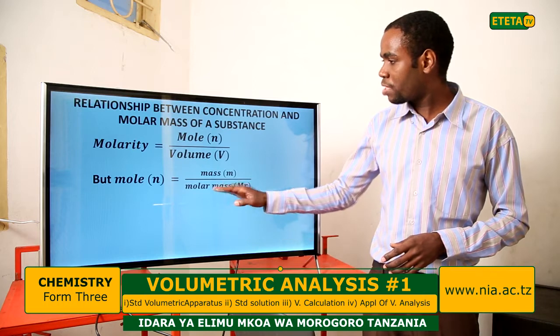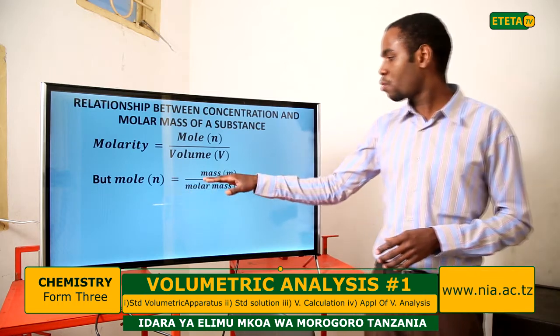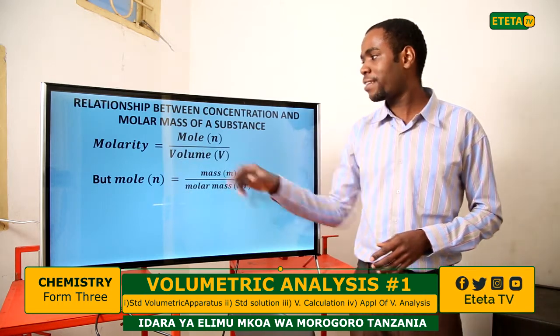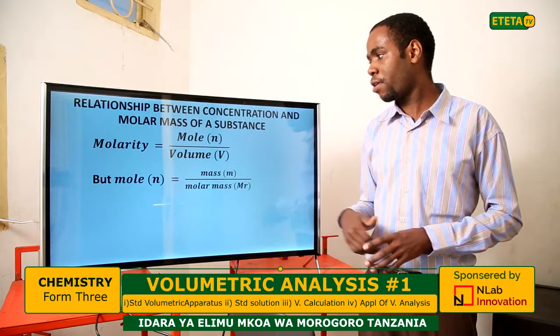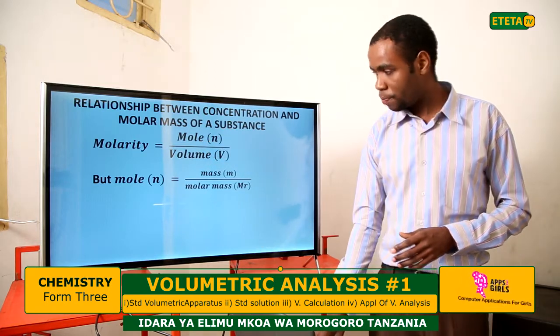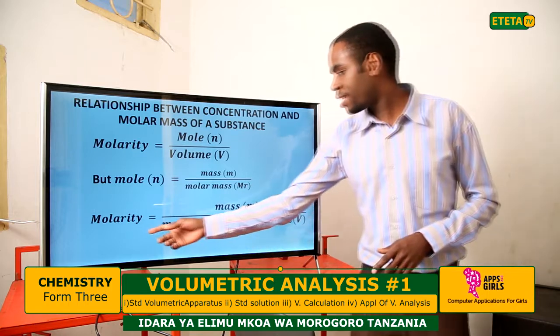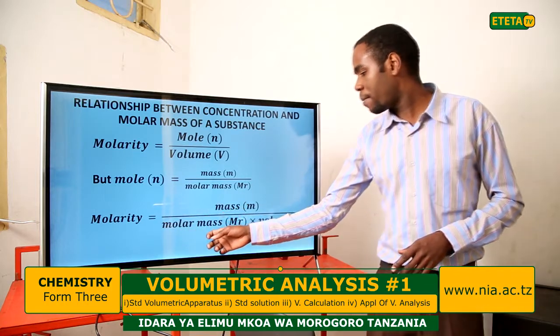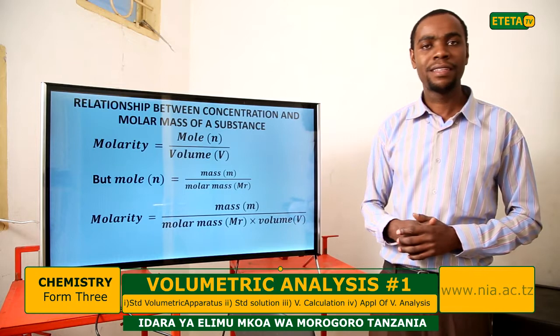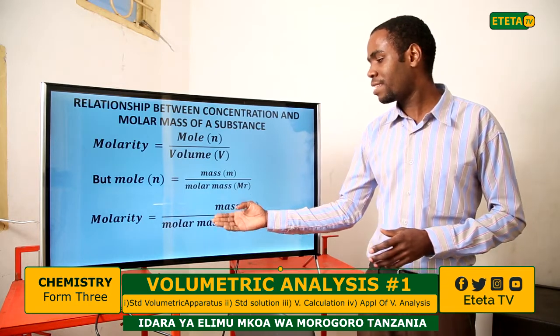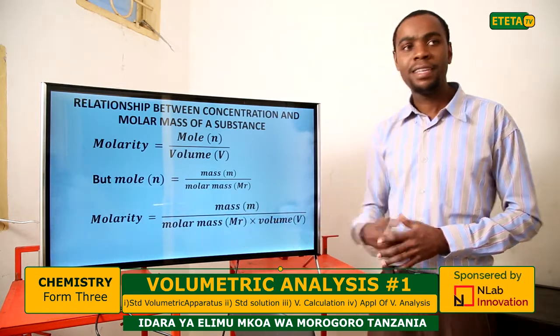Now, if we substitute this formula of mole is equal to mass over molar mass in this formula of molarity, here in this mole over volume, you obtain something like this one. Molarity is equal to mass over molar mass times the volume.